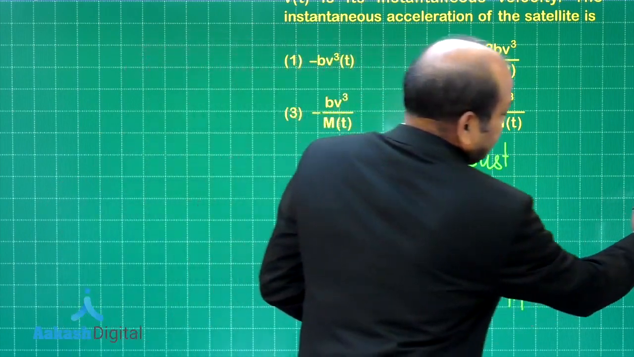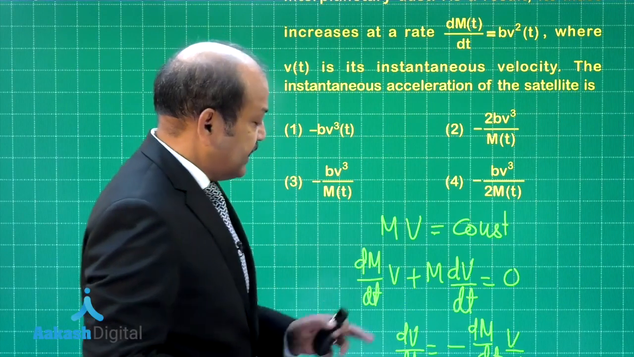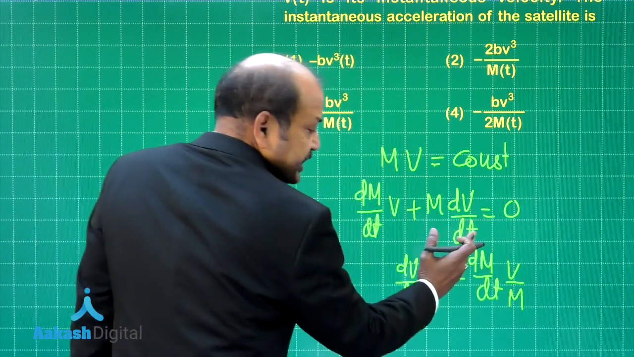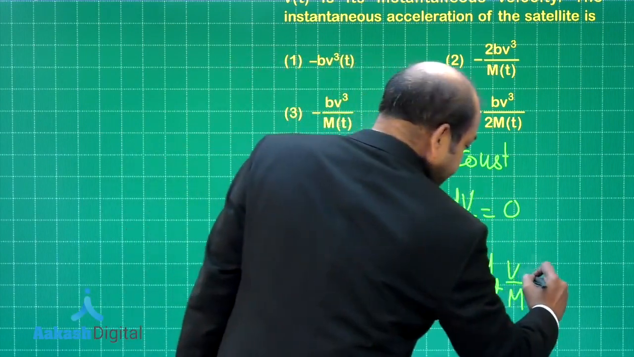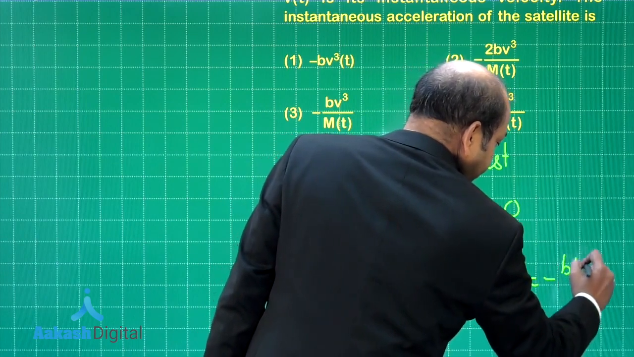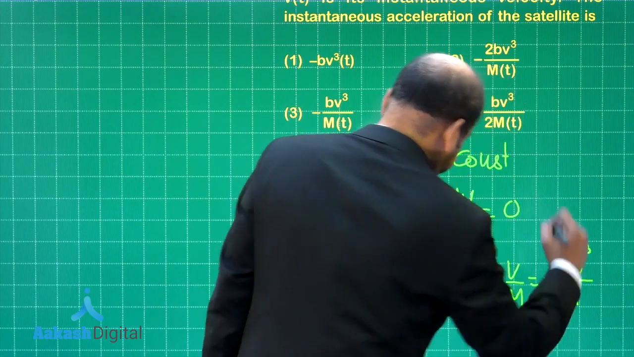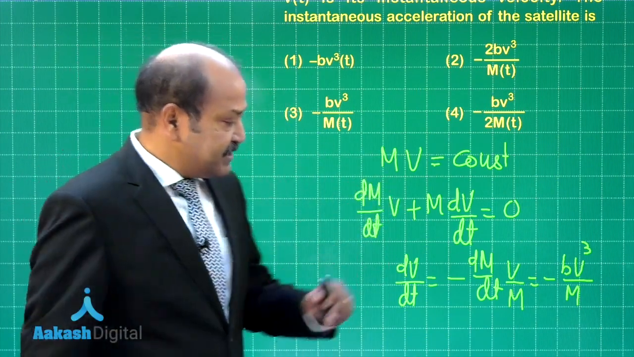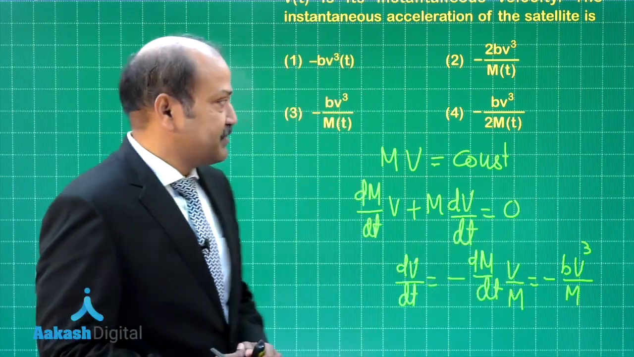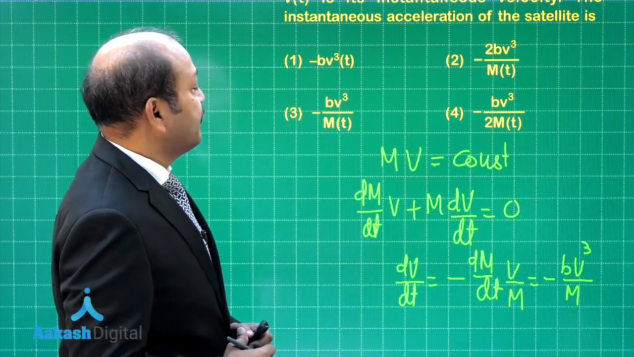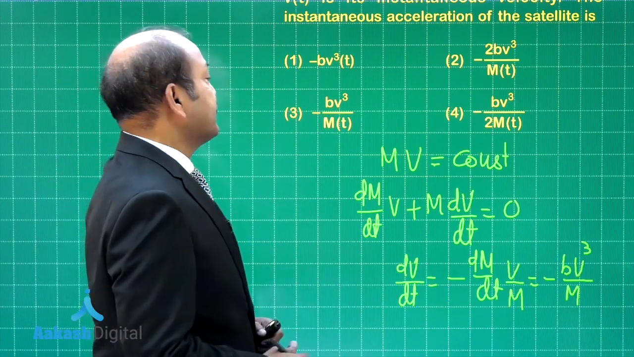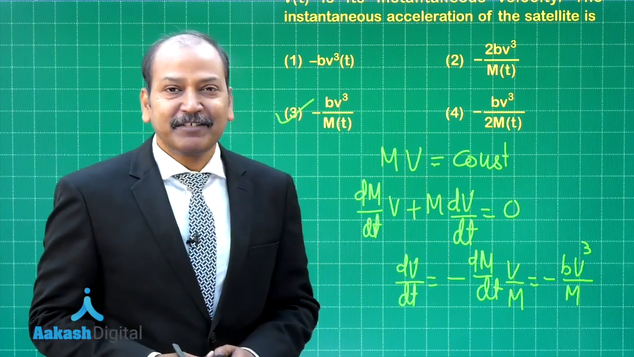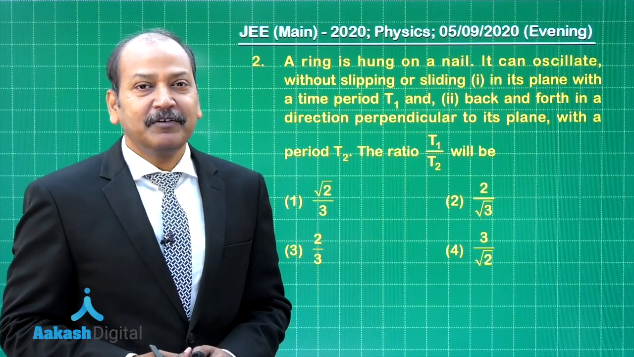Now, if we look at the question, the dm by dt in fact is given as bv square. So, let us put it here, and if we put it as bv square, then the expression becomes minus of bv cube divided by m. That is the expression for the instantaneous acceleration at an instant when its mass is m and its velocity is v. If we look at the options, we can see that it is clearly matching with the third option. So, for this question, the third option is the correct one. Let us go to question number 2 now.